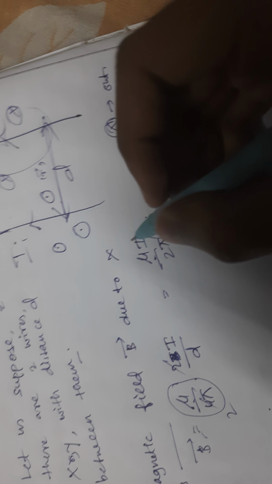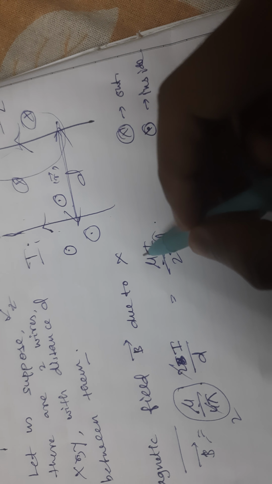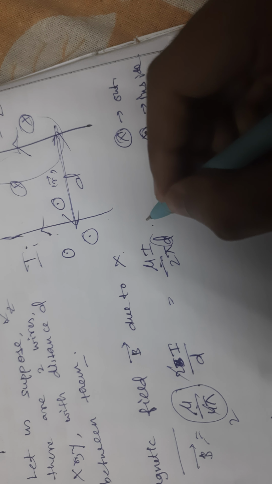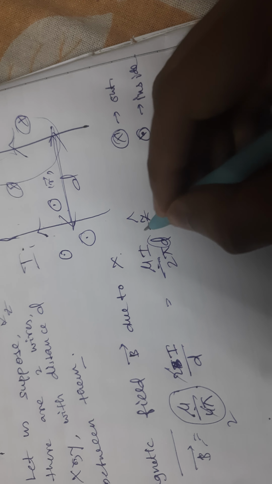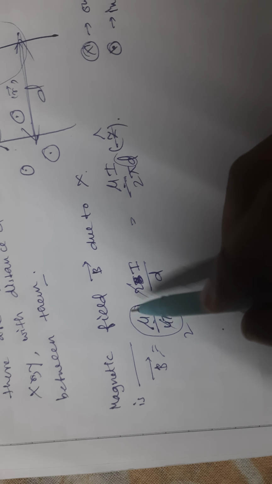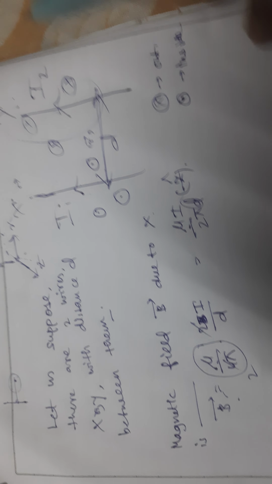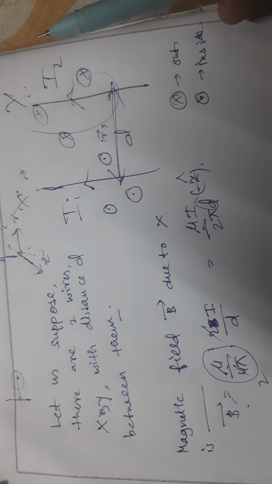Okay. So we have found the magnetic field for X. This is inside, so this is minus Z cap, right? Because we have seen that this is the positive Z axis and this is the negative Z axis. So minus Z cap. Now we will find how this magnetic field of X affects the force on Y.